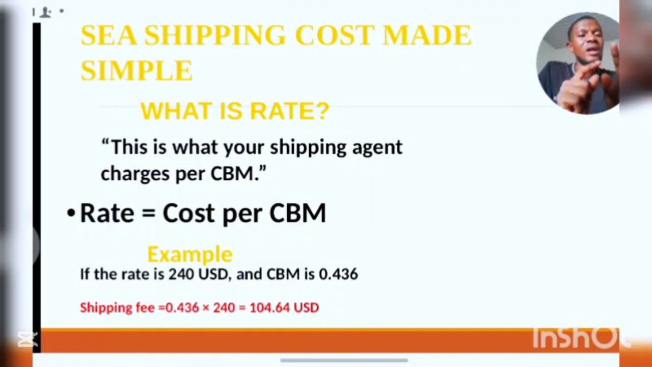When we say 1 CBM, it's like when you are counting 1 meter of length, and then 1 meter of width, and then 1 meter of height. You put that together and it forms a cube. Then we call it the 1 CBM, right?